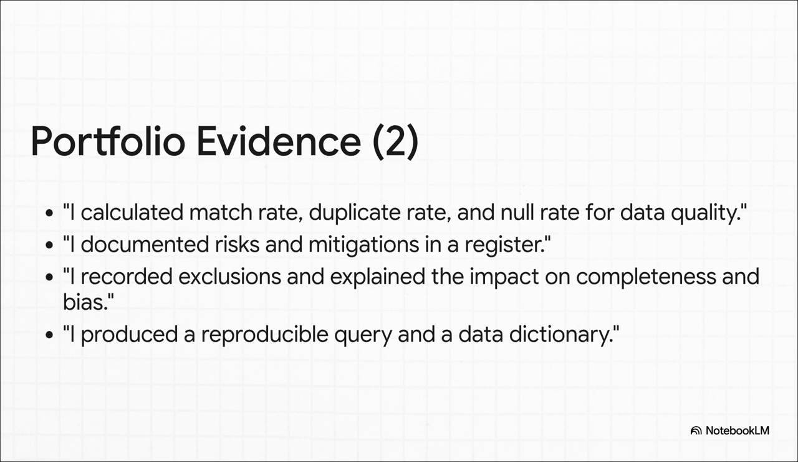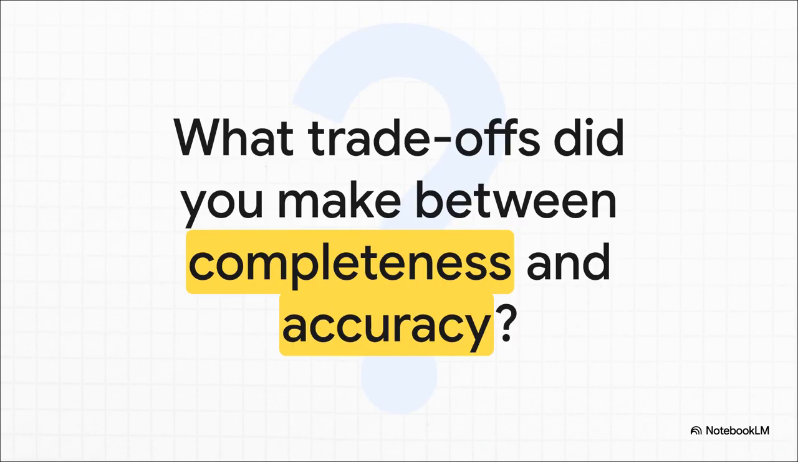You also need to show how you validated all your work. As you can see here, that means you quantified the data quality with hard metrics, like match and null rates. It means showing your risk register, and it means explaining the impact of any data you had to leave out. This level of detail, all the way down to a reproducible query, that's what separates a good analyst from a great one. And hey, if you're really aiming for that distinction grade, get ready for questions like this.